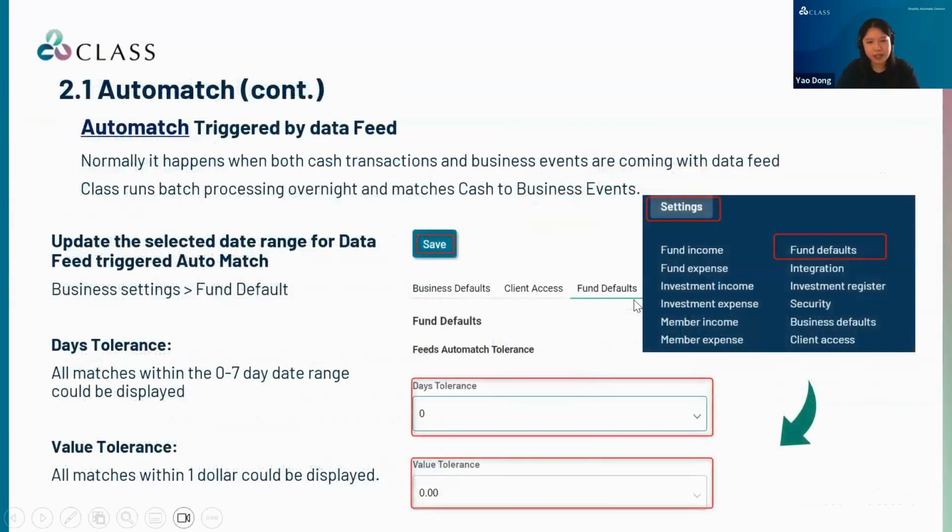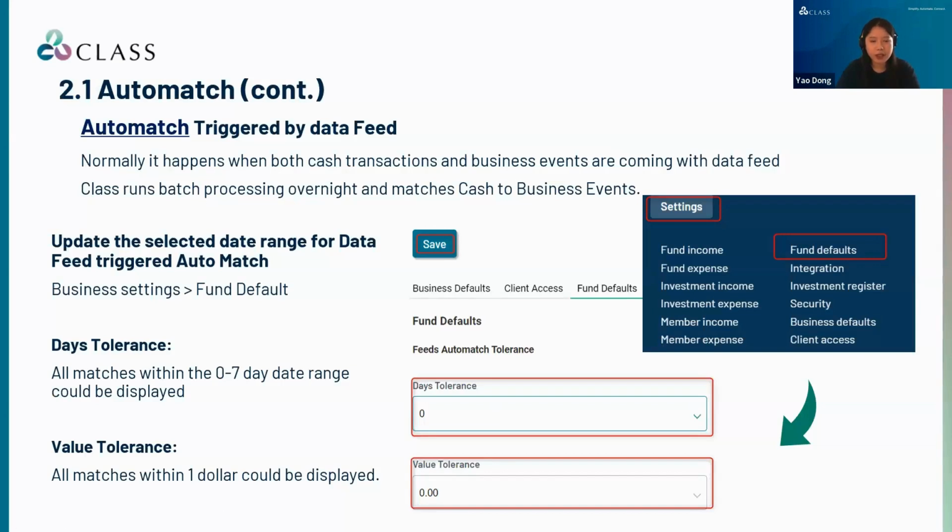Let's continue discussing the auto-match function. Auto-match can also be triggered by the data feed. Class runs batch processing overnight and matches cash to business events automatically. Normally, auto-match triggered by the data feed only happens when both the cash transaction and business events come with a data feed. If you manually process business events or cash transactions, feed auto-match will never be triggered.